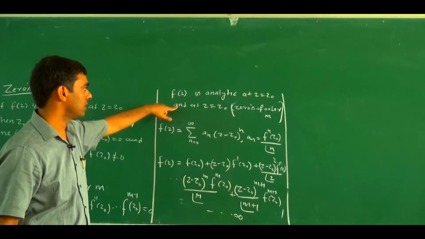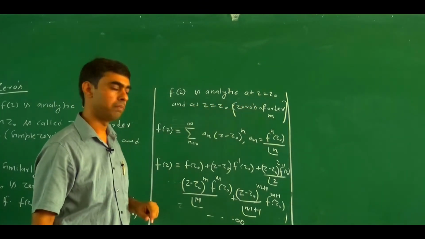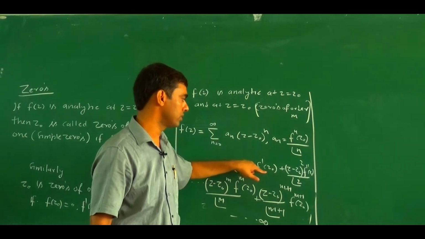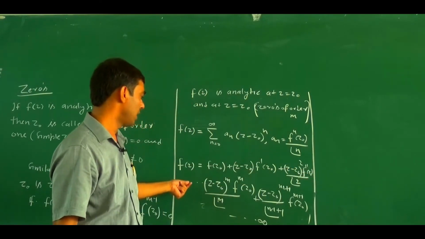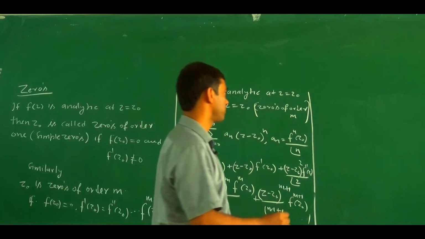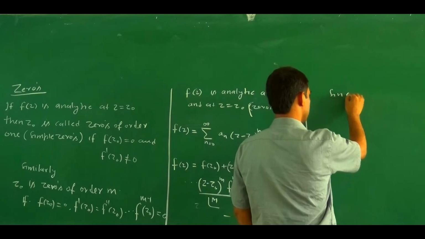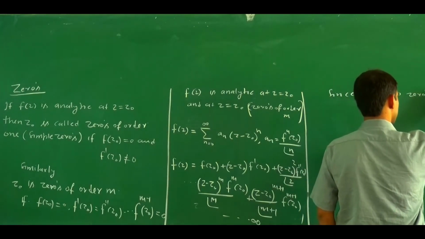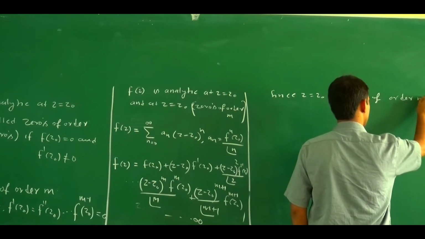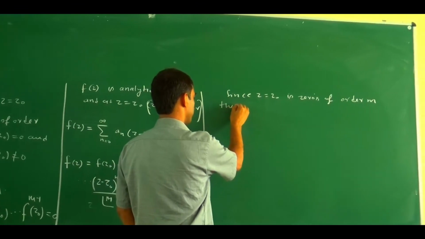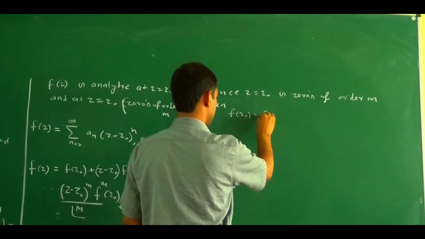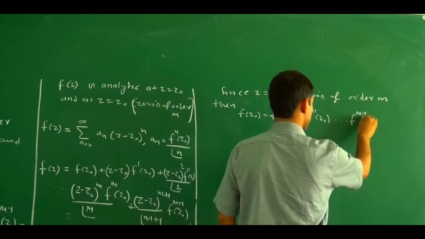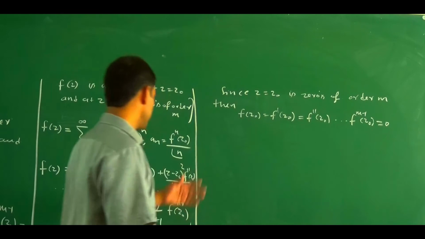So, since z equals z0 is a zero of order m, then what will happen? f(z0) equals 0, f dash z0 equals 0, f double dash z0 equals 0, similarly f to the m minus 1 of z0 equals 0. Since z equals z0 is a zero of order m, then f(z0) equals f dash z0 equals f double dash z0, up to f^(m-1)(z0), equals what? 0.